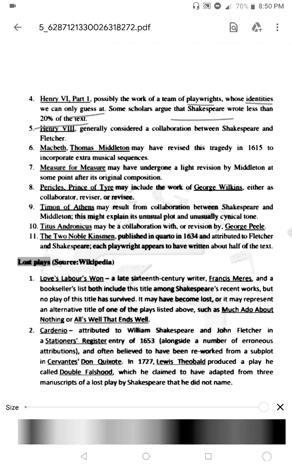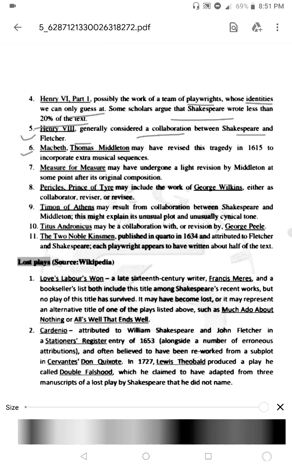Henry VI is a work in which it was supposed that the work was written with collaboration of so many novelists, because different types of writing styles can be seen in that work. That's why many scholars conclude that this novel is written by so many novelists. Henry VIII, generally considered a collaboration between Shakespeare and Fletcher.